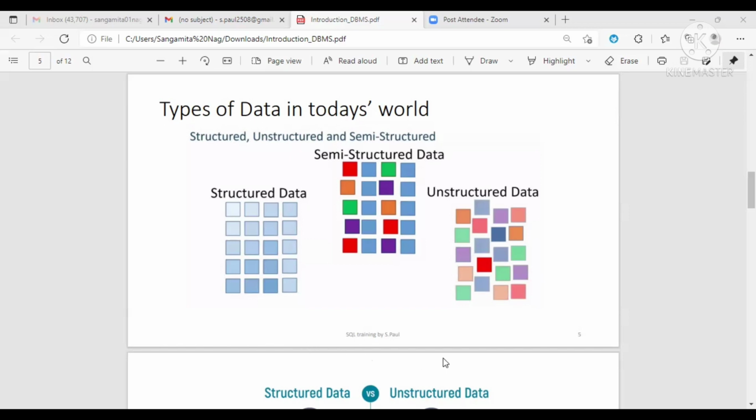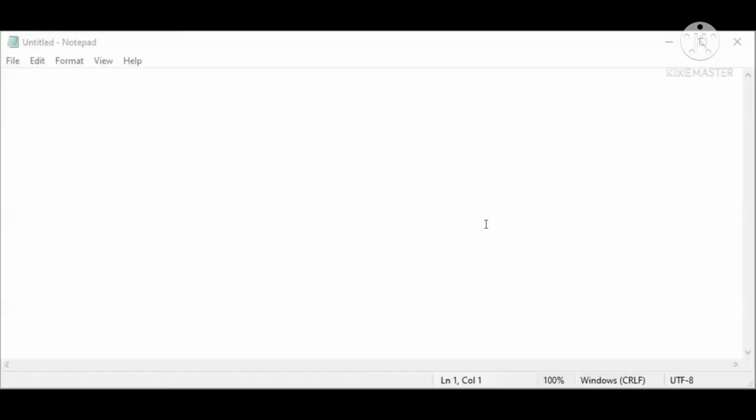Let me try to. Are you able to see my notepad? No, the notepad you cannot see, right? Let me stop sharing and reshare the screen. Can you see the notepad now? Yes, yes.